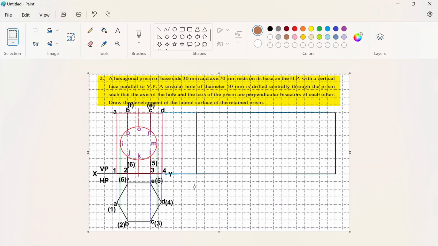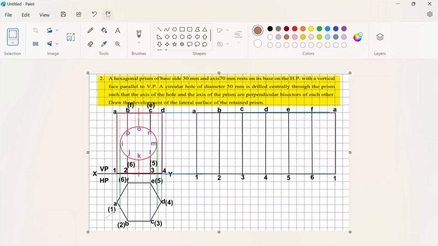To draw the development of the lateral surfaces of this prism, we have to calculate the total sides. The hexagonal prism has 6 sides, and each side is 30 mm, so 30 into 6, 180 mm length, and the height is 70 mm. We have to draw the rectangle, and this rectangle is supposed to be divided into 6 divisions. And mark all those notations as marked in the front view: A, B, C, D, E, F, and 1, 2, 3, 4, 5, 6.